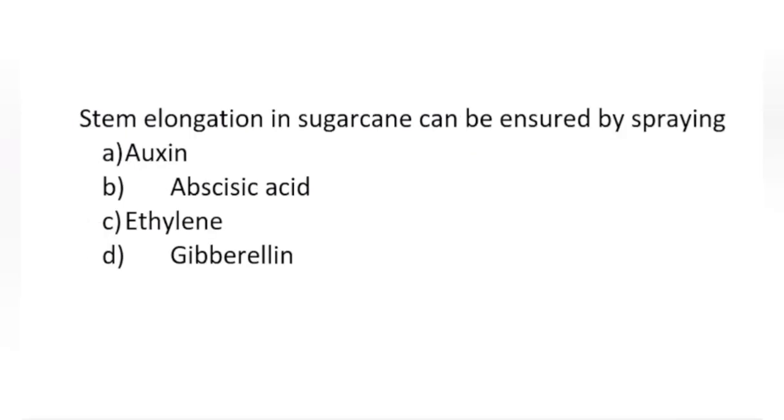Stem elongation in sugarcane can be ensured by spraying. We are talking about plant hormones now. You know, sugarcane is a plant where we are taking juice from the stem. So the longer the stem, better the juice content. So in that case, we need stem elongation.